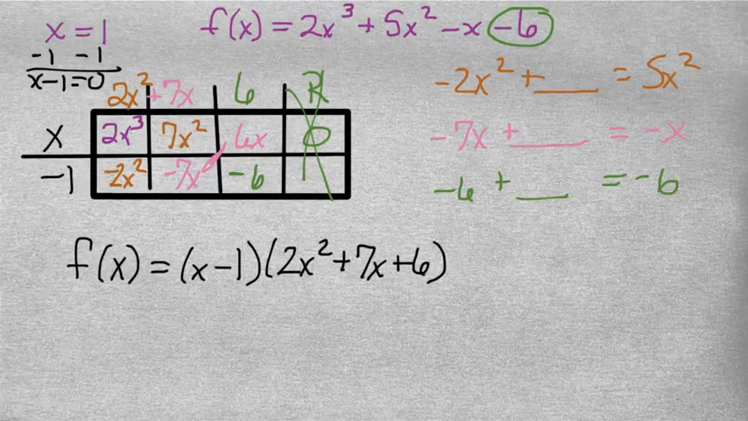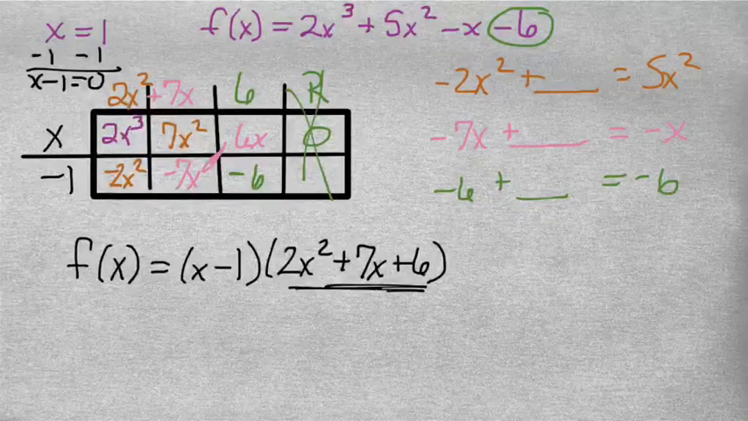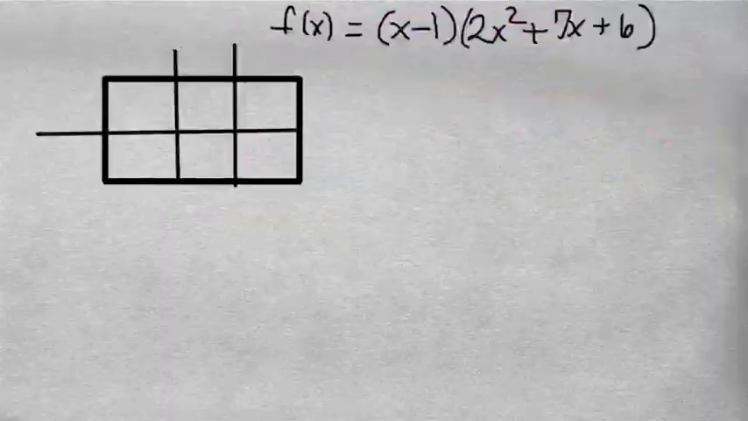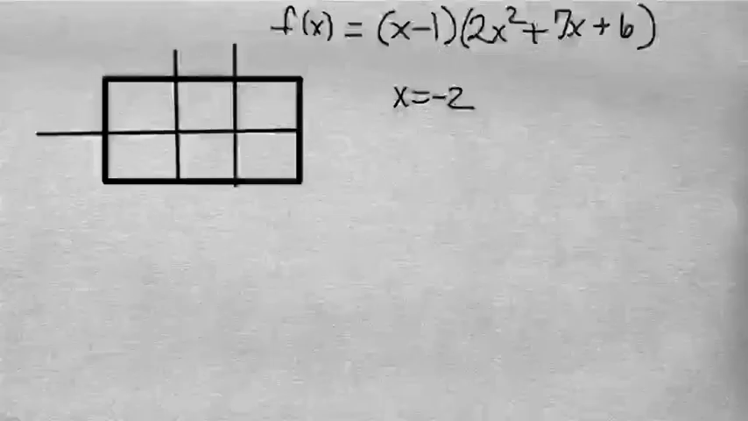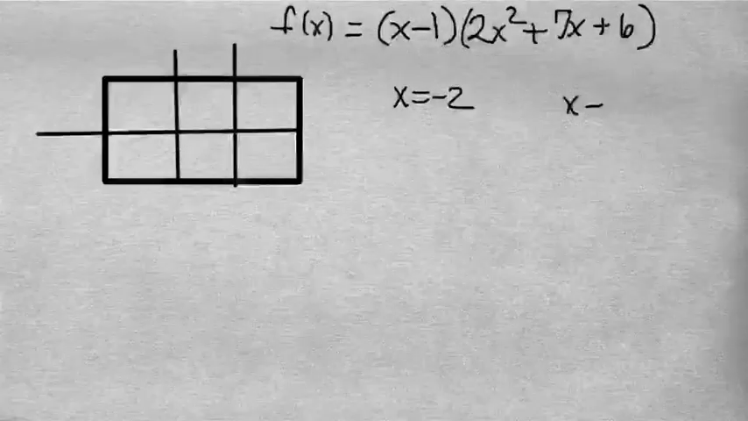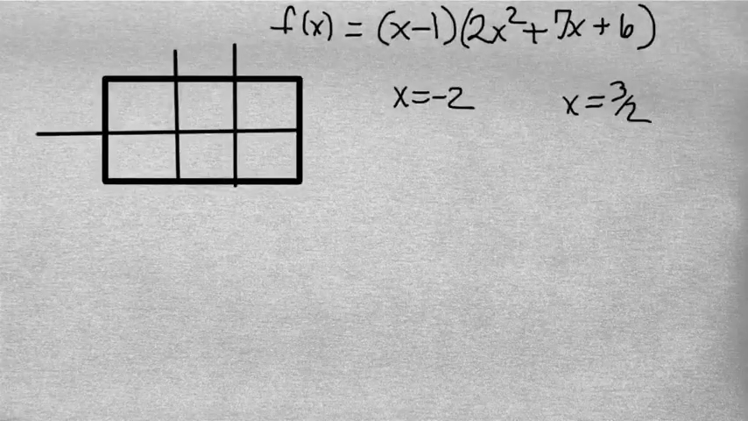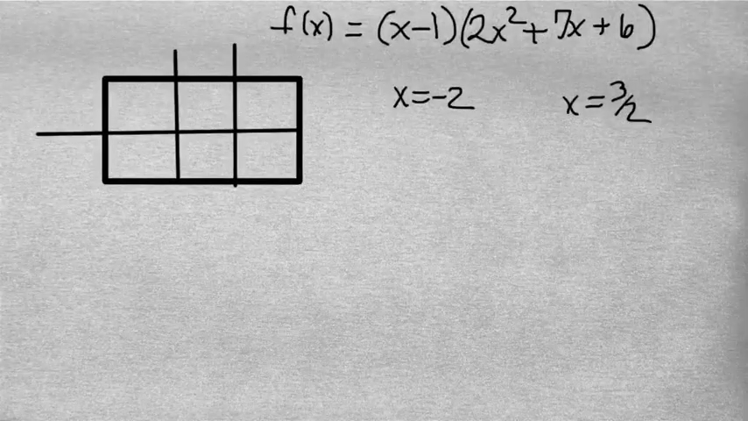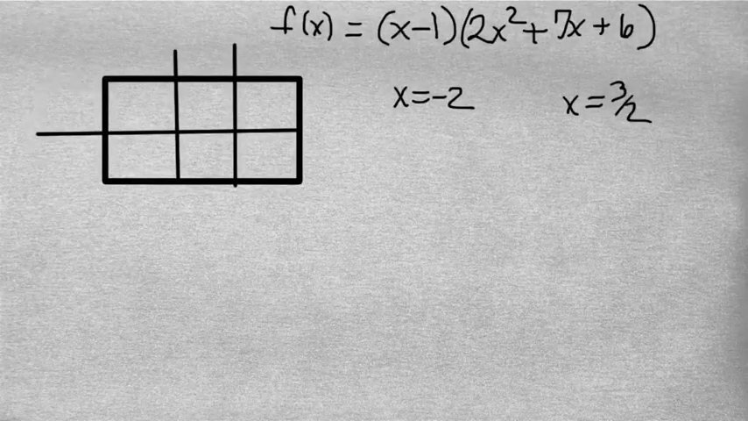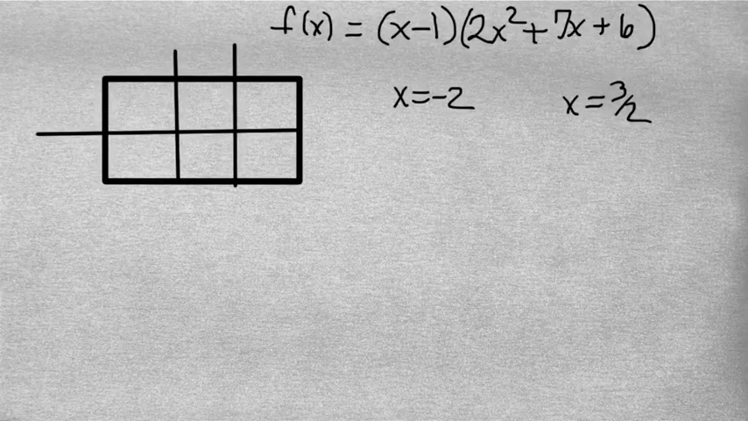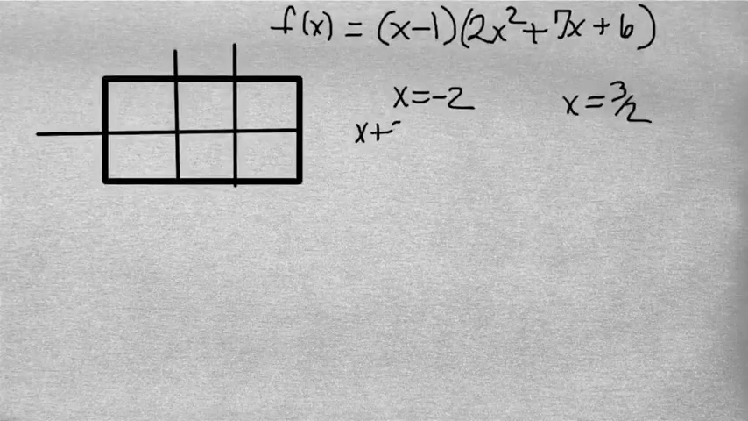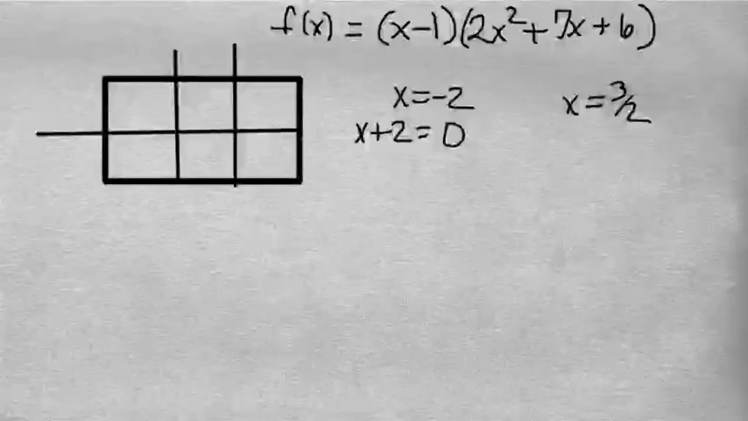We're going to see if we can factor out this. So I need to take one of my other two factors. I had the x equals negative 2, and I have x equals 3 halves. I'm going to take one of these two, and it's going to give me the factor to go over on this side. And I'm going to take the easier one. I'm going to take the x equals negative 2. So that'd be x plus 2.